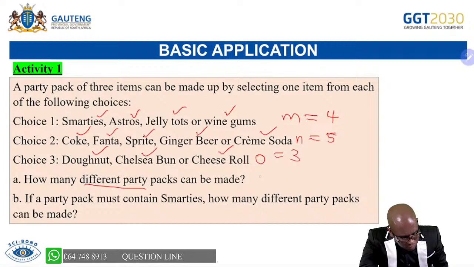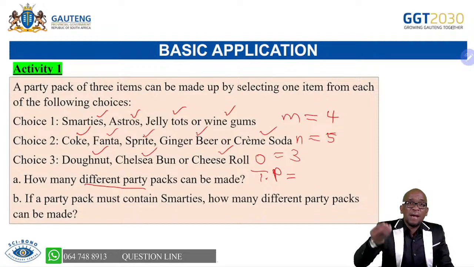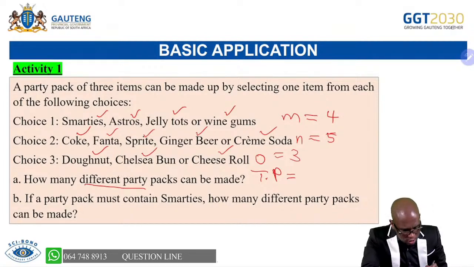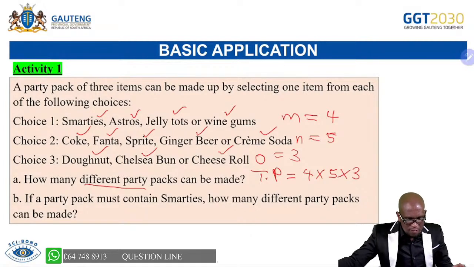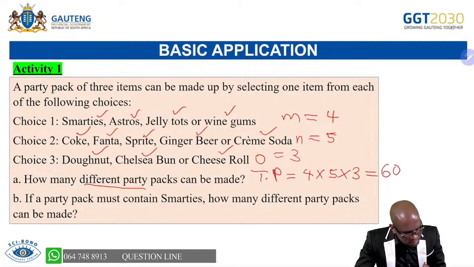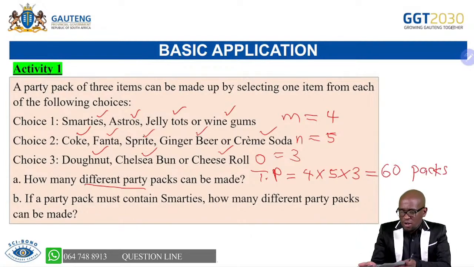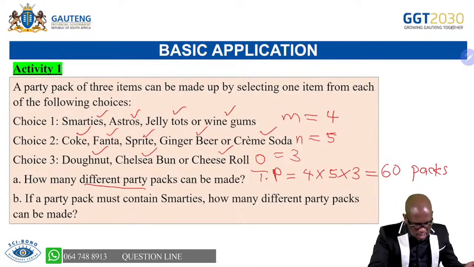So now, total packs will then be given by what? We are looking at what? M times N times O. So this would be 4 times 5 times 3. 4 times 5, that is 20, times 3. That should be 60. 60 packs. So we have 60 packs. Let's confirm that one. 4 times 5 times 3. That is 60 packs.